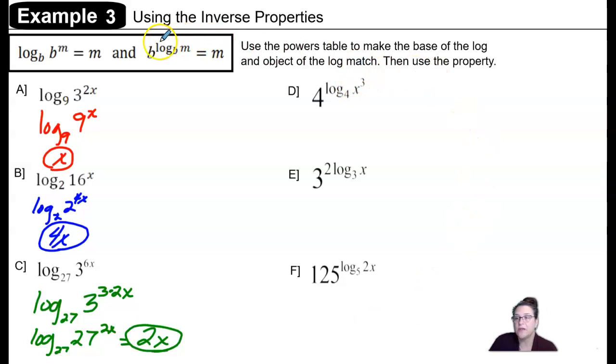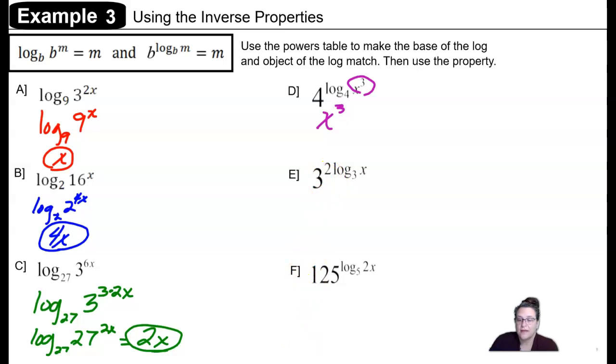Okay, so now we're going to use the other form of the inverse property where the log expression is in the exponent. So we have a base raised to the log of the same base of the argument m. When the bases match, then the answer is the argument of that log in the exponent, which is m. So in example D, 4 raised to the log base 4 of x cubed, the base matches a base of 4, and so the answer is the argument of that log in the exponent, which is x cubed.